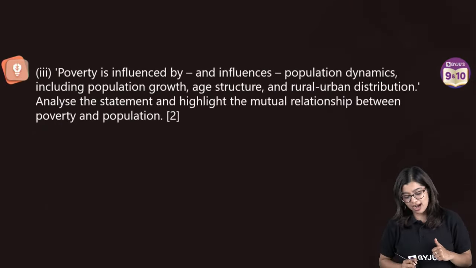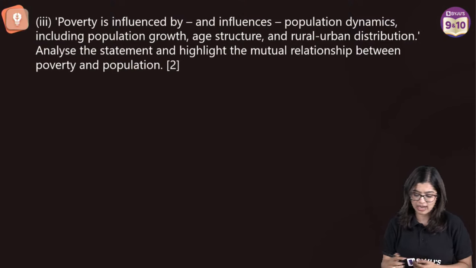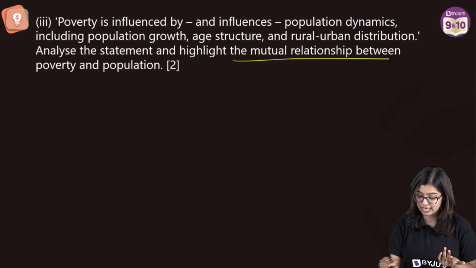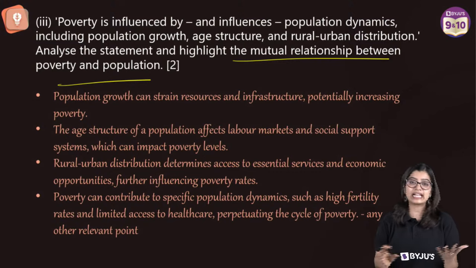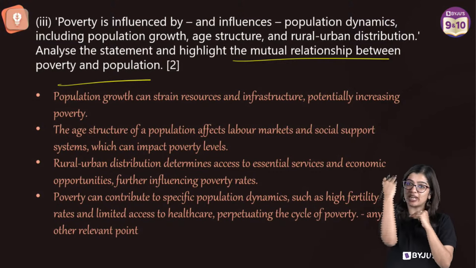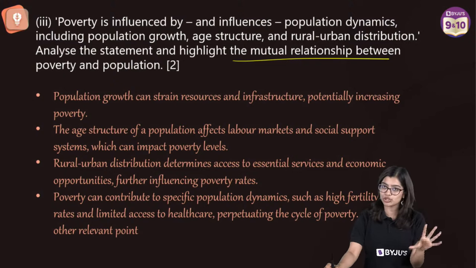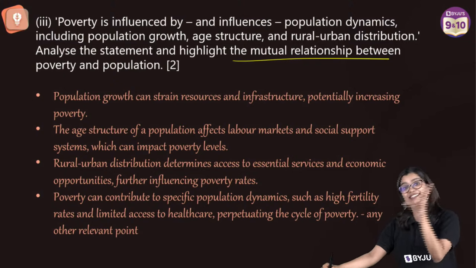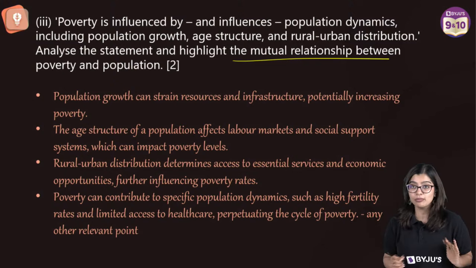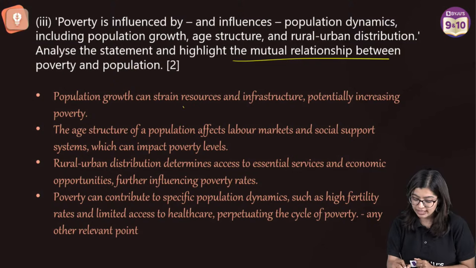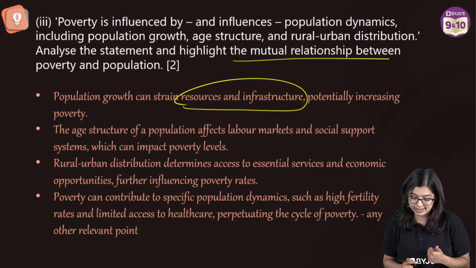Okay. Now, the last part of the question, which is that poverty is influenced. They have taken the line from that and they've asked you to highlight the mutual relationship between population and poverty. So basically, you have to infer a pretty similar thing from your case. Here we've been told that population explosion is going to exert pressure on your natural resources, right? It will exert pressure on your food resources, which also means that if there are more people, we need more infrastructure, right? So increasing poverty.